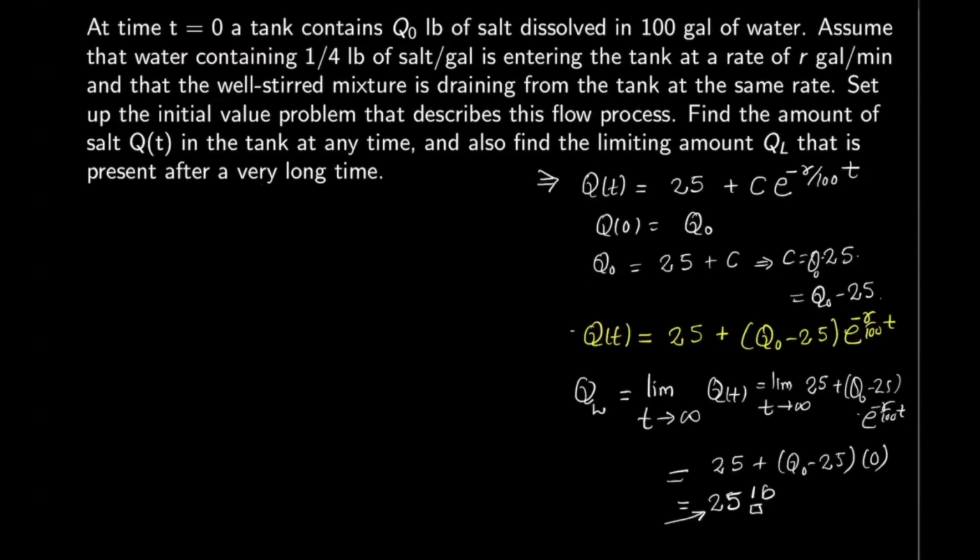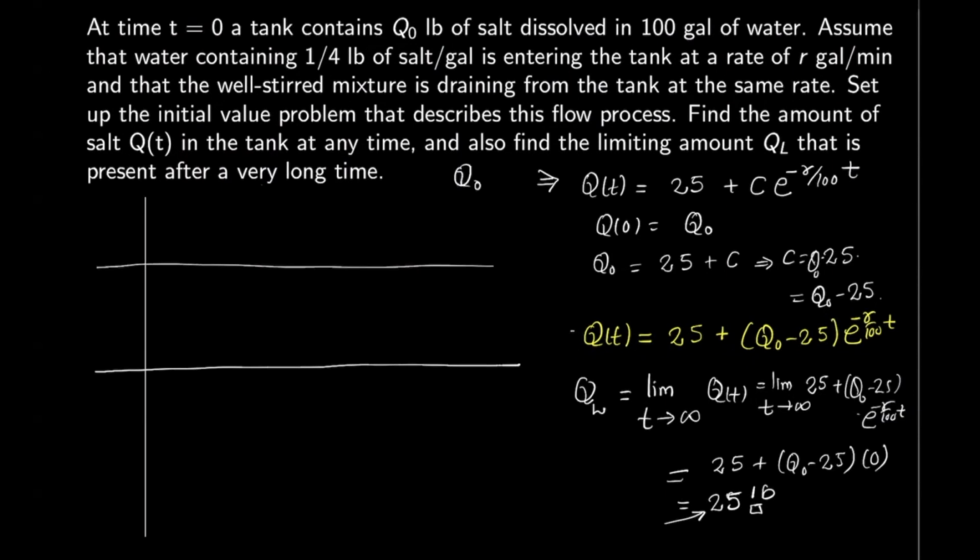Let me also draw the plot of some solutions to analyze what type of solutions these are. For example, we have the flexibility of the initial amount of salt, Q of 0. So we know there is 25 as the limiting amount of salt. I'm putting Q, the amount of salt, on the y-axis, and the x-axis is the time.